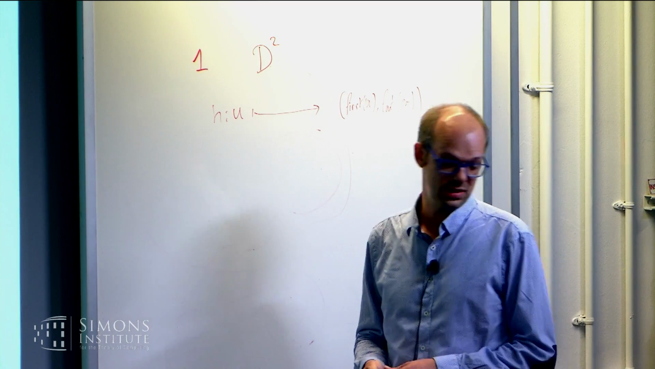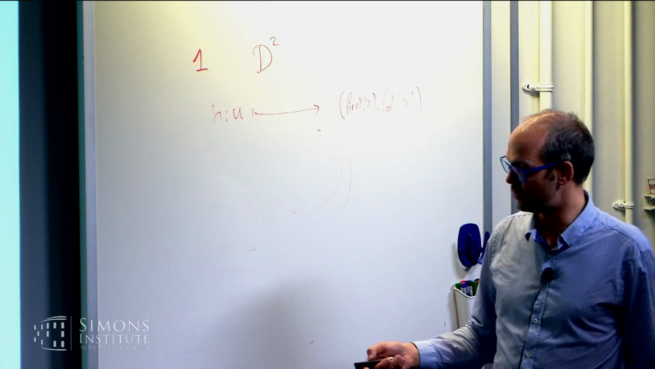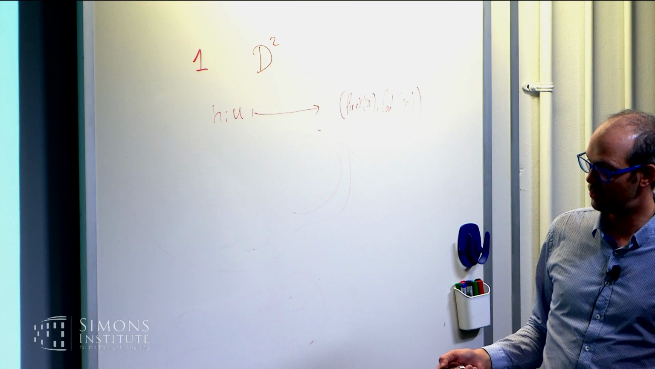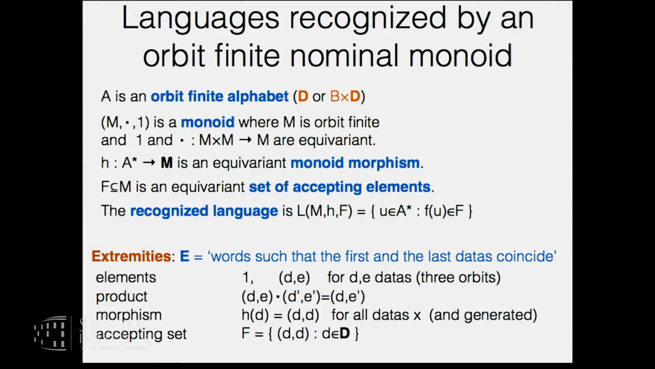Okay, and this should be a morphism of monoid. Of course, if I make the product of a word that starts with a d and ends with an e, with a word that starts with a d prime and ends with an e prime, I don't care about e and d prime. I just throw them away, and I get a word that starts with a d and ends with an e prime. So the morphism starts from the letter, for all data d, and then by product you get this morphism. This is an operator. And then we accept those words that have twice the same data value, meaning the first one and the last one are the same.